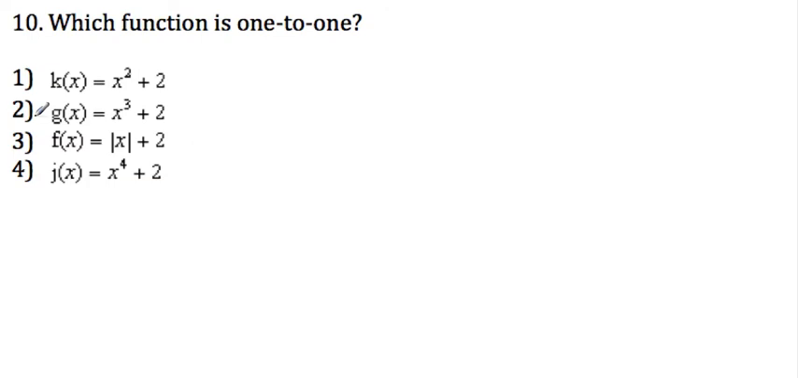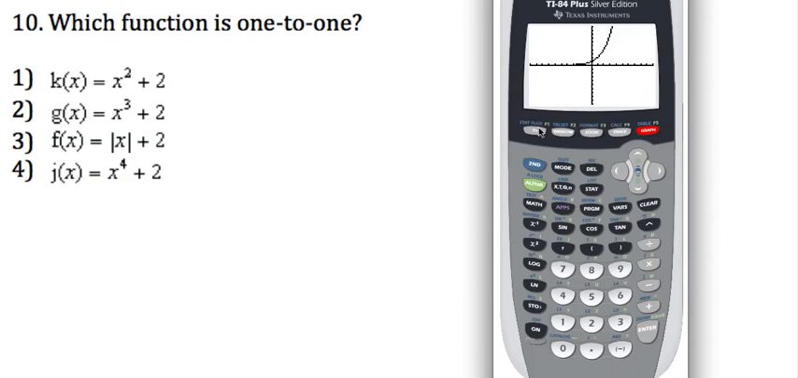Which function is one-to-one? If we have a one-to-one function, that means it has to pass the vertical line test and also the horizontal line test. So just to help you understand, I'm going to graph each one of them. I know that it's not the most effective way of doing it, but for now we'll just do it that way. If you know how each one of these functions sort of looks, then you don't even have to graph it. You can just get the answers in a matter of seconds. But for now, we'll just do it step by step here.